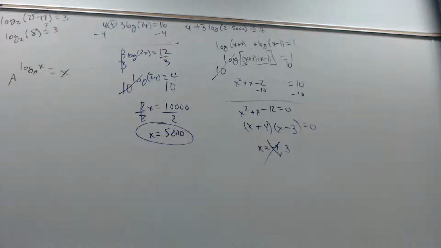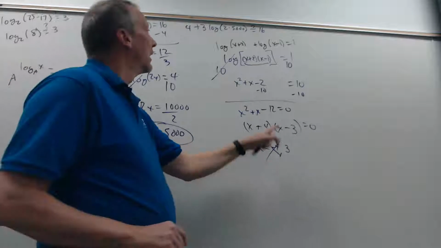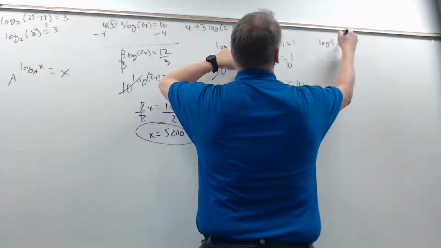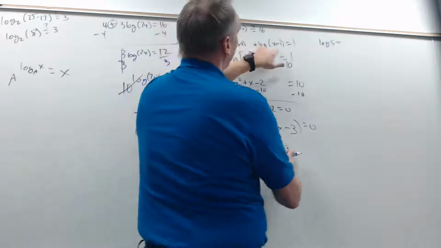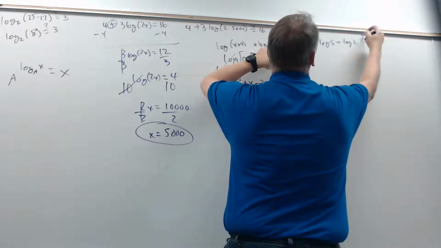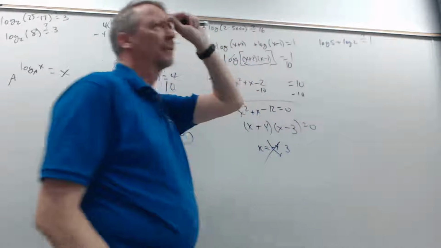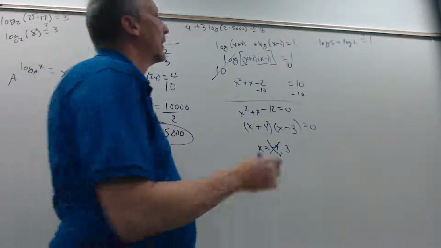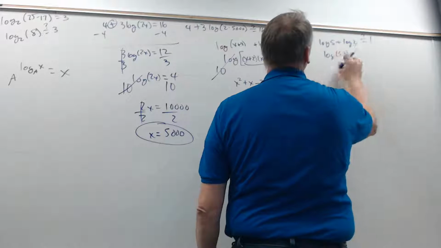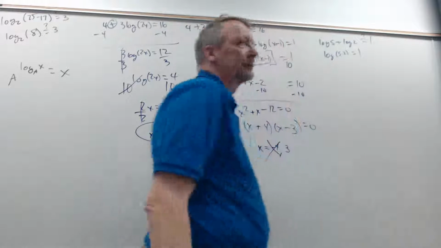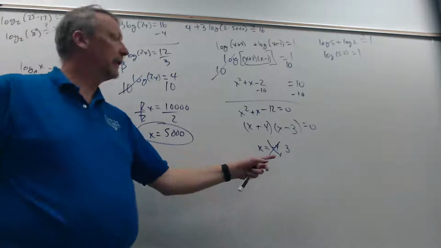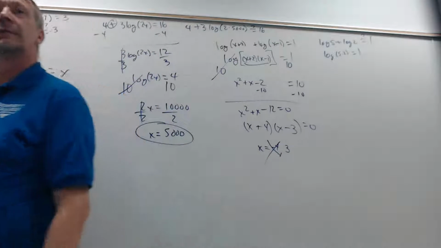All right. How about the 3? 3 plus 2? 5. Log of 5 plus 3 minus 1? 2. Log of 2. Does that equal 1? Yes, because it's log of 5 times 2. We could rewrite that as the log of 5 times 2, which is 10. Log of 10 equals 1. Okay, so definitely need to check your answers because we get to throw out one of those.